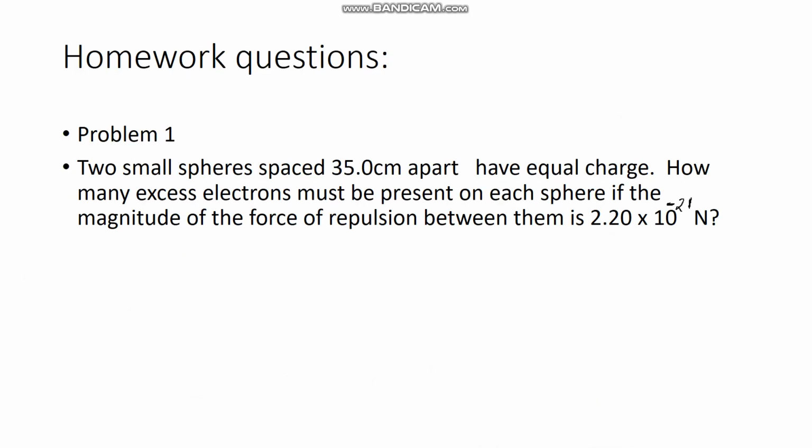We'll see some homework questions. Problem number 1. Two small spheres spaced 35 cm apart have equal charges. How many excess electrons must be present on each sphere if the magnitude of the force of repulsion between them is 2.20 into 10 power minus 21 Newton?